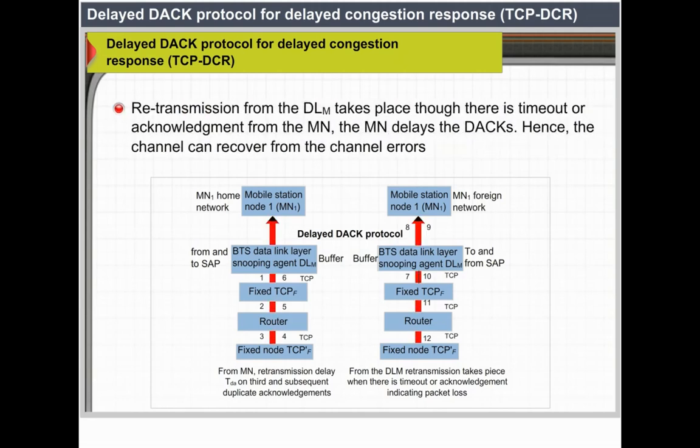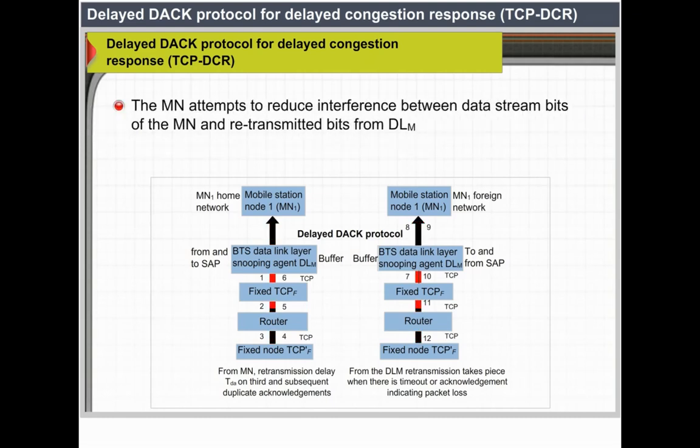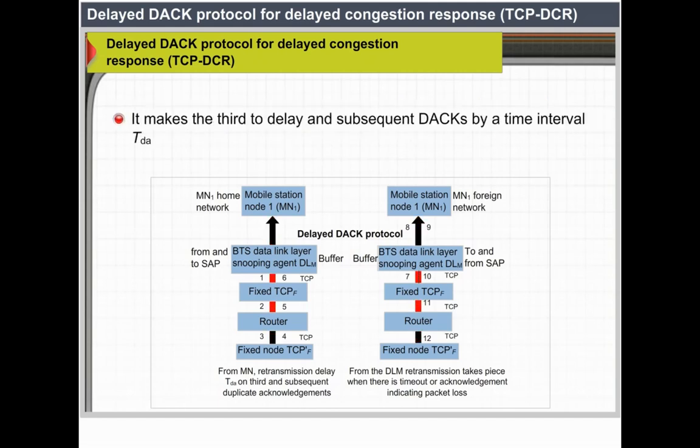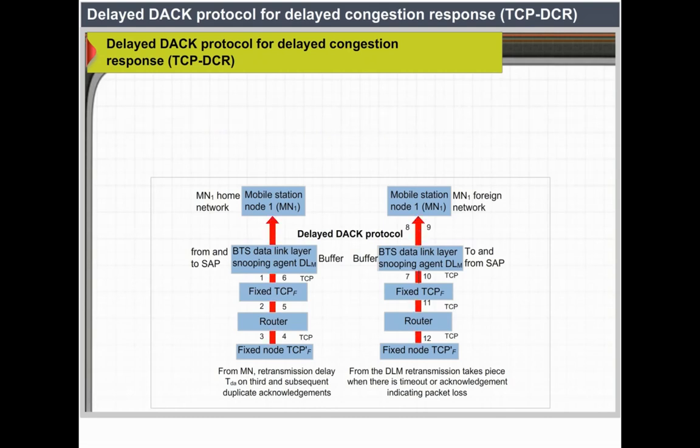Retransmission from the DLM takes place when there is a timeout or acknowledgement from the MN, but the MN delays the DACK case so that the channel can recover from the channel errors. The MN attempts to reduce interference between data stream bits of the MN and retransmitted bits from DLM, and delays the third and subsequent DACK case by a time interval TDA.